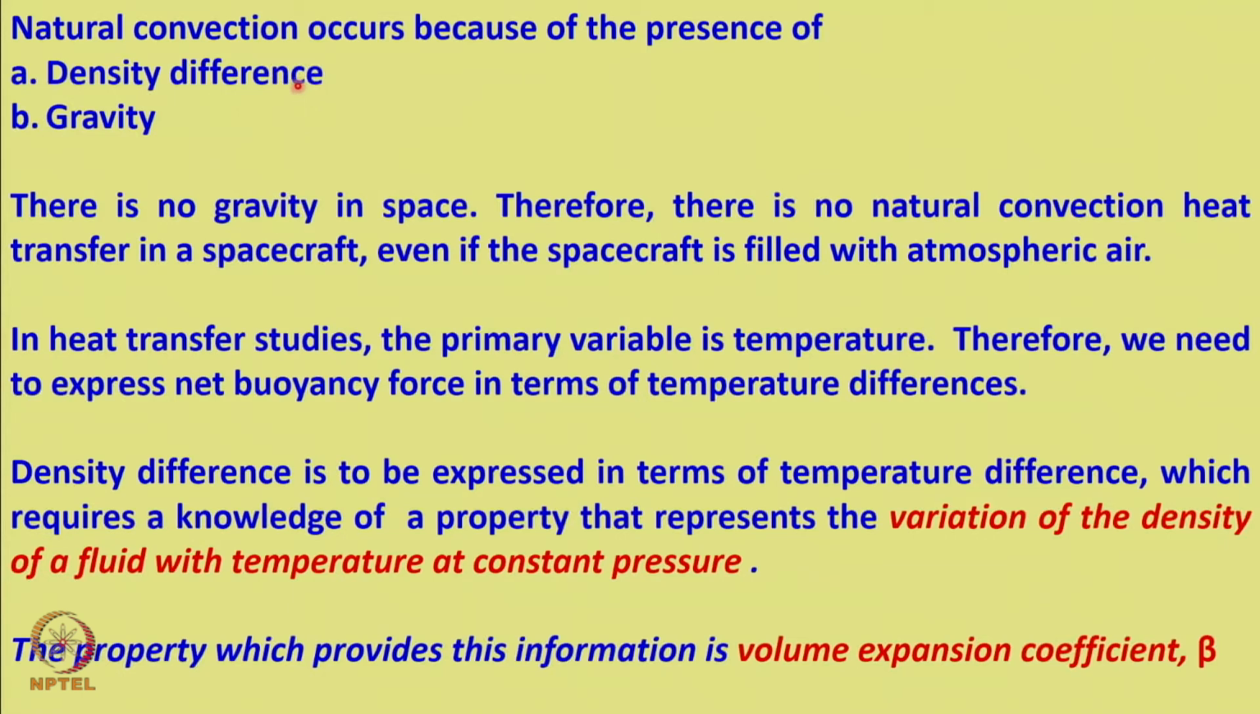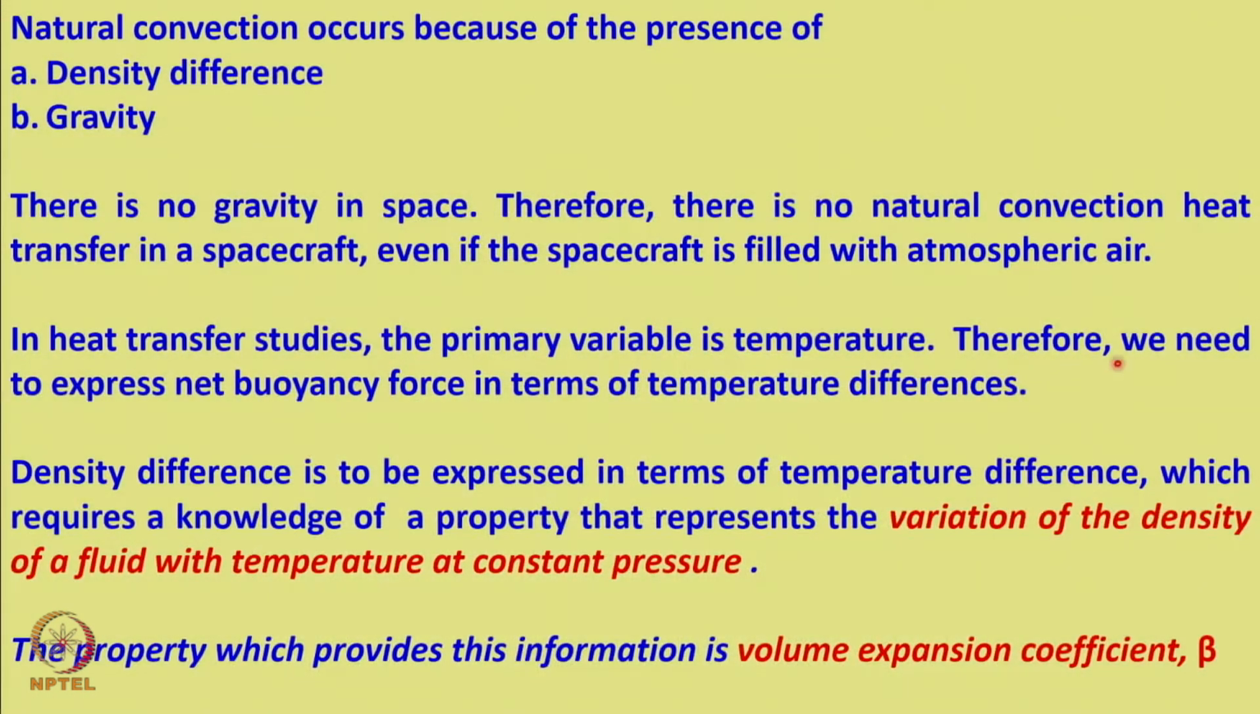For natural convection to occur, two things are required. One is density difference, another one is gravity. There is no gravity in space, therefore there is no natural convection heat transfer in space, even if the spacecraft is filled with atmospheric air, because there is no G. Even if you have air, there is no G, so there is no way that you can have natural convection.